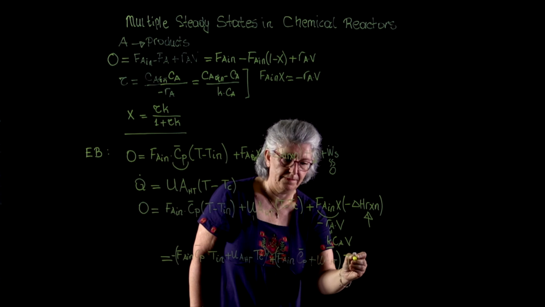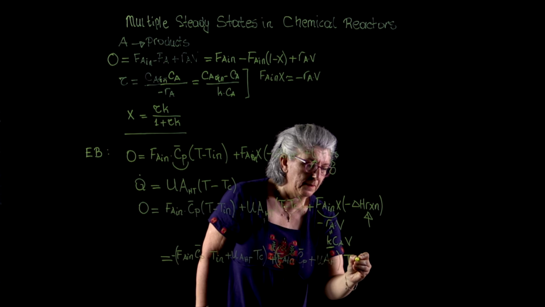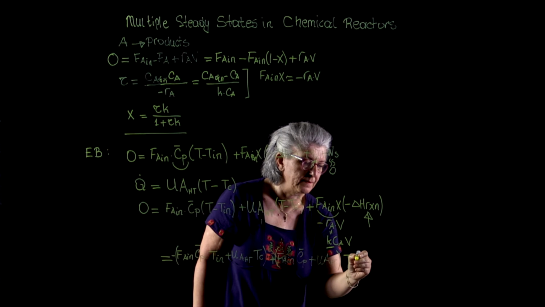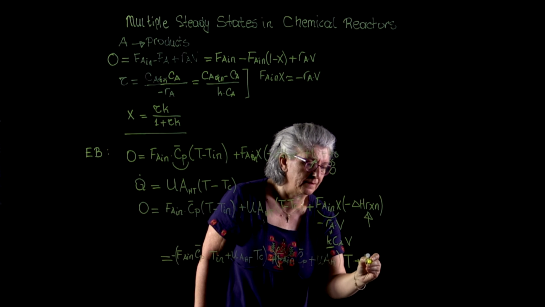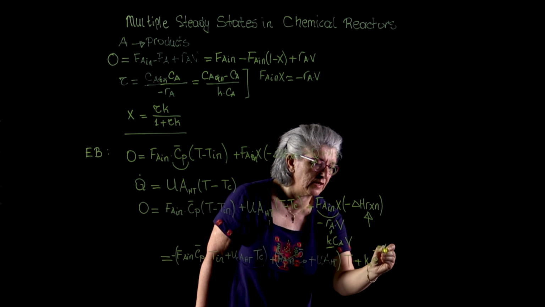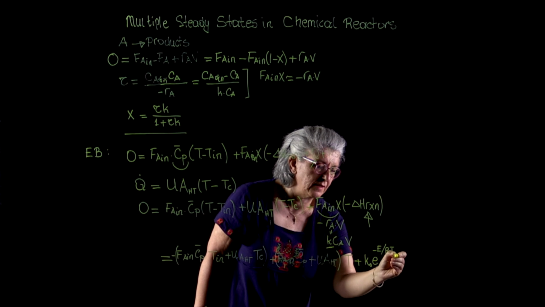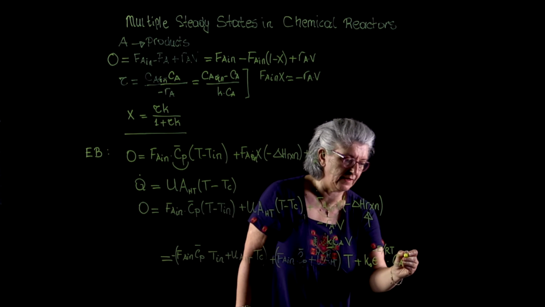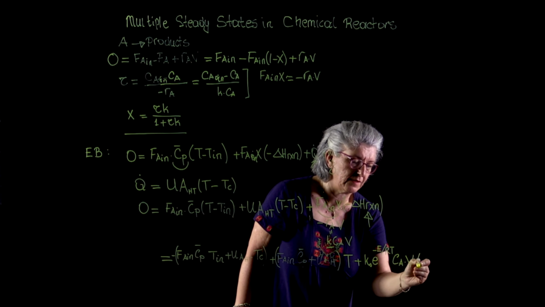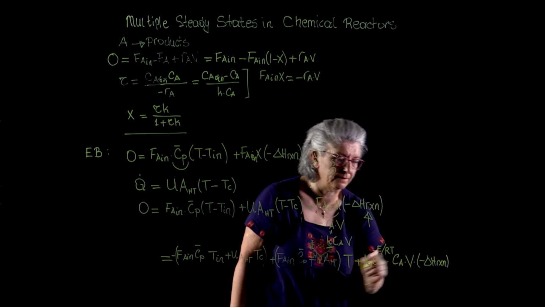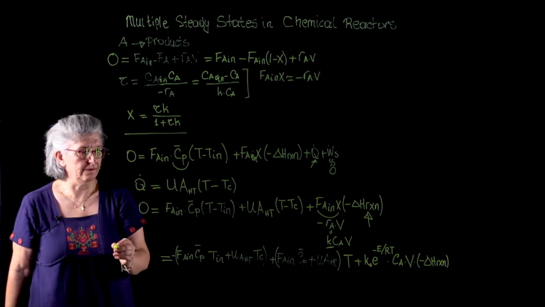Then we have K times CA. Let us put the temperature dependency here also. K0 times e to the minus E over RT times CA times V times minus delta H of reaction. This is equal to 0.